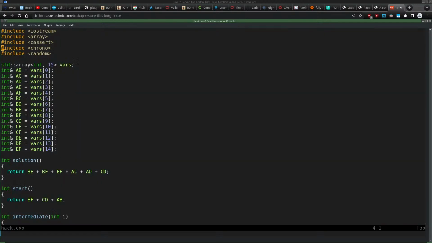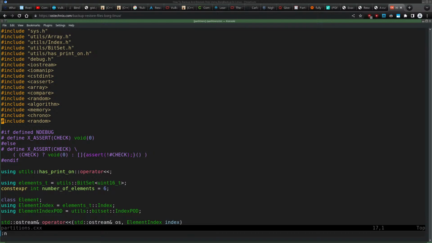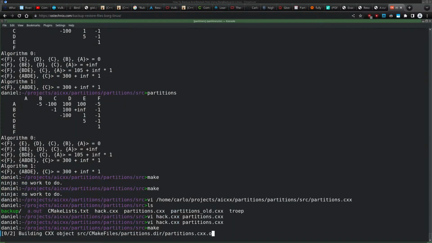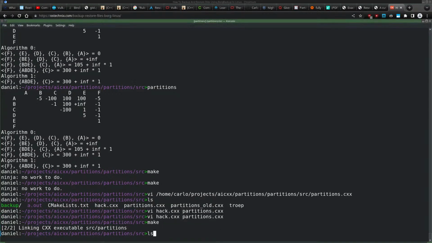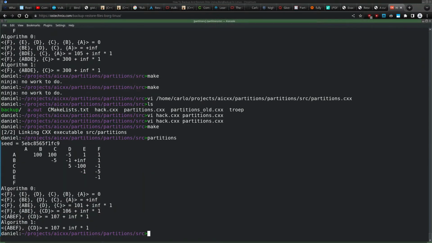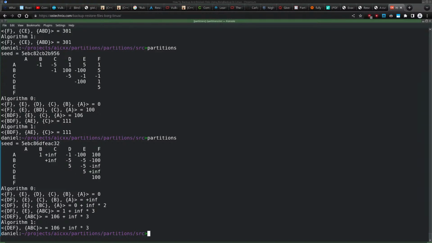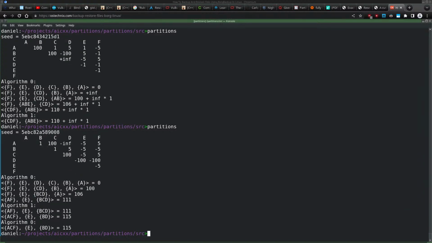Wait, of course I already have random. No changes. Okay, now I want an example where the last algorithm, okay, this is where finally works. So now this algorithm got stuck on 111, but then the next algorithm was able to fix it.